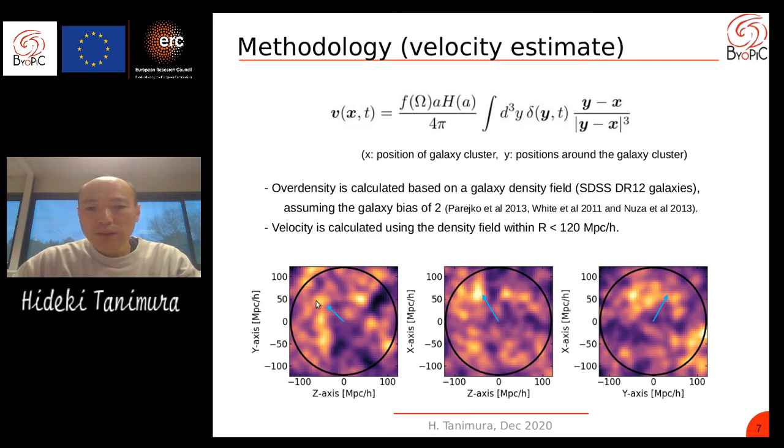And this is an example of the estimated peculiar velocity. A galaxy cluster is located at the center, and the color map is the amplitude of the density field from SDSS galaxies. And the blue arrow is the estimated peculiar velocity of the cluster. And as expected, the arrow points to a high-density region.